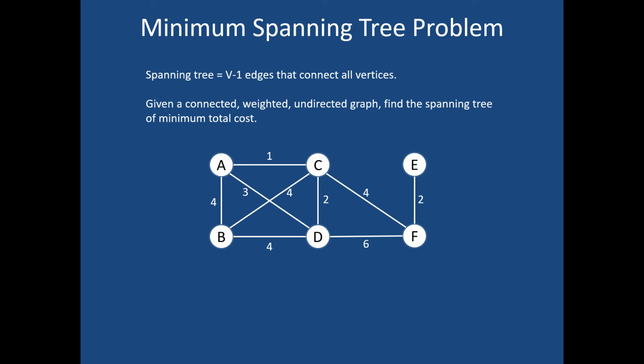So you're not trying to find shortest path from any start vertex to everything else. You're just trying to connect everything together as cheaply as possible. That's the minimum spanning tree problem. So can you see the solution? What's a solution to this?